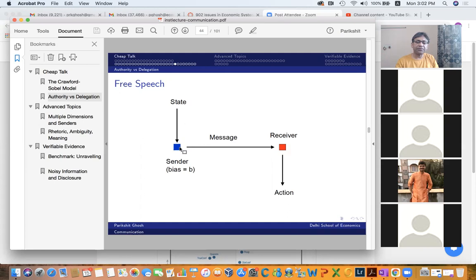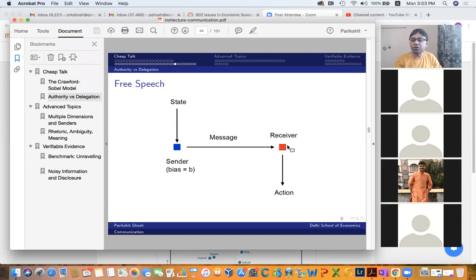So if there's a free speech environment, then the media can, without any restriction, report to the receiver, to the citizen. Now you can imagine that the media or the sender doesn't have exactly the same preference as the average citizen. For example, the media may be captured by some business interests, corporate interests, what have you. You can tell a story. And that means that the communication between the media and the public, the readers or TV news watchers, would not be as simple, right?